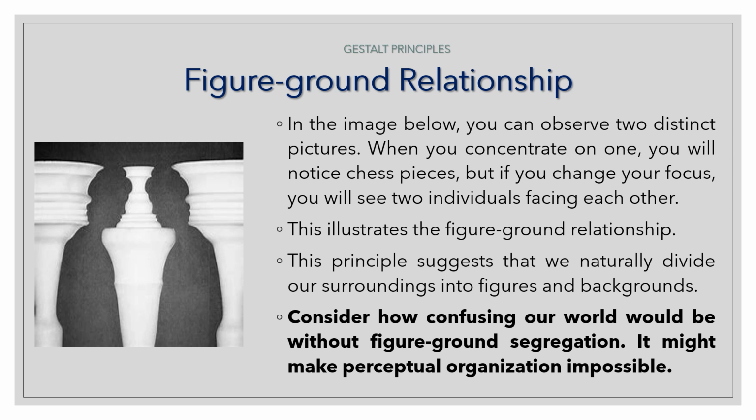You can see in this image, you can observe two distinct pictures. When you concentrate on the black part, you can see two people bent towards each other. When you take the black as a background, what you can see is the chess piece. So this illustrates the figure-ground relationship. Both can become the figure and ground alternatively. This depends on how you perceive the picture.